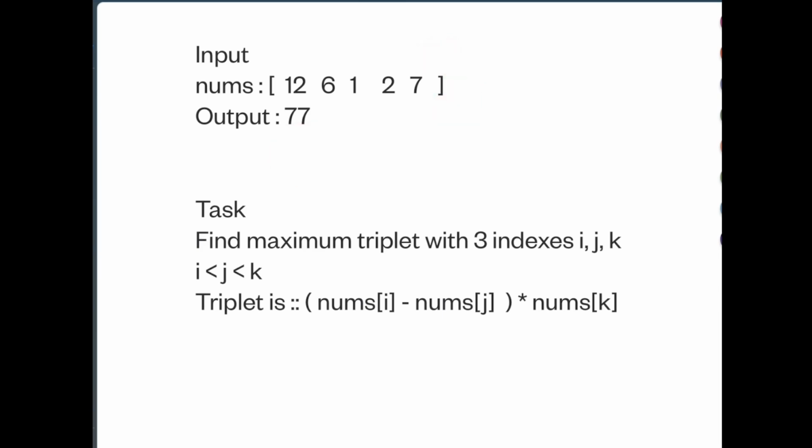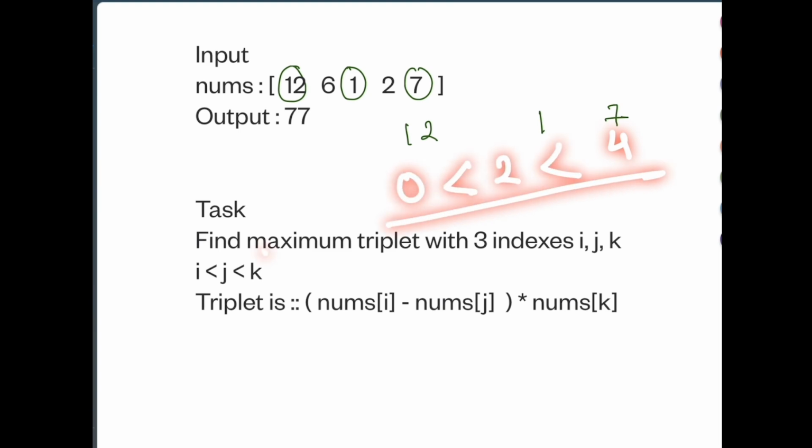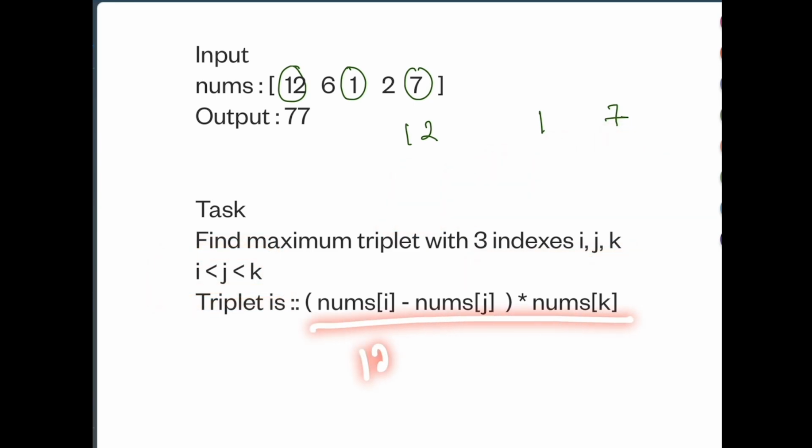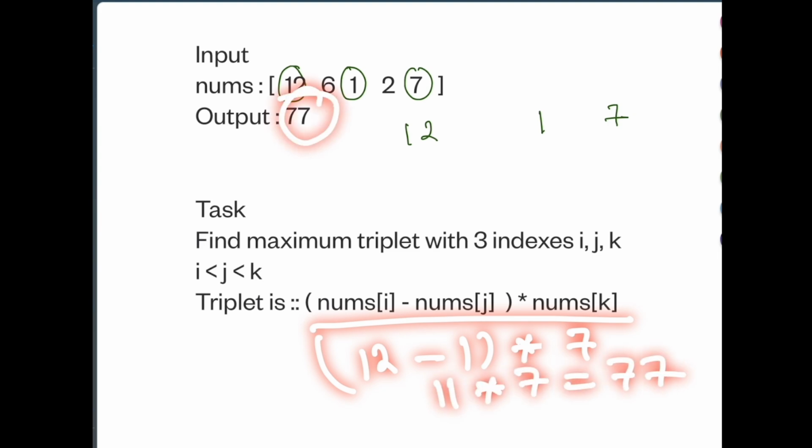What can that be? Let me tell you. If you try to select these three elements, 12, 1 and 7, you will notice that 12 is at index number 0, 1 is at index number 2, and 7 is at index number 4, and 0 is less than 2 is less than 4. This condition is satisfied. We have chosen three different indexes, and if you put it into the formula, 12 minus 1 multiplied by 7, then this is going to be 11 multiplied by 7 equal to 77. That's the maximum we can produce.